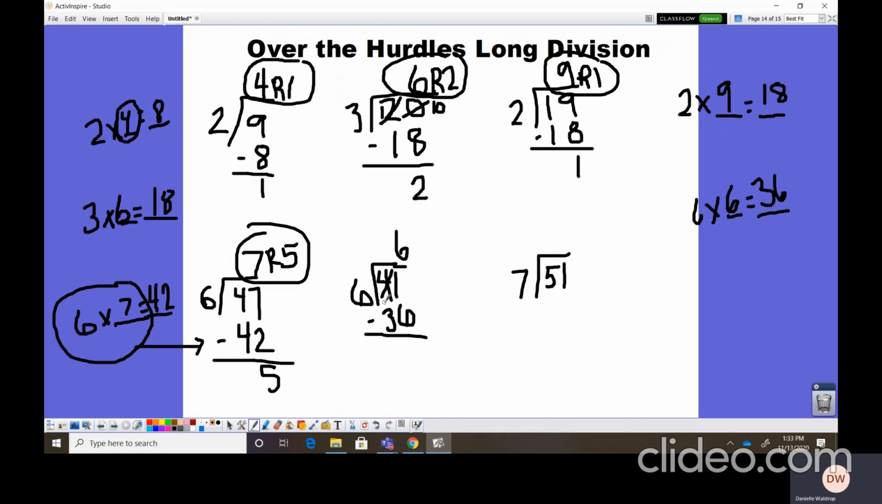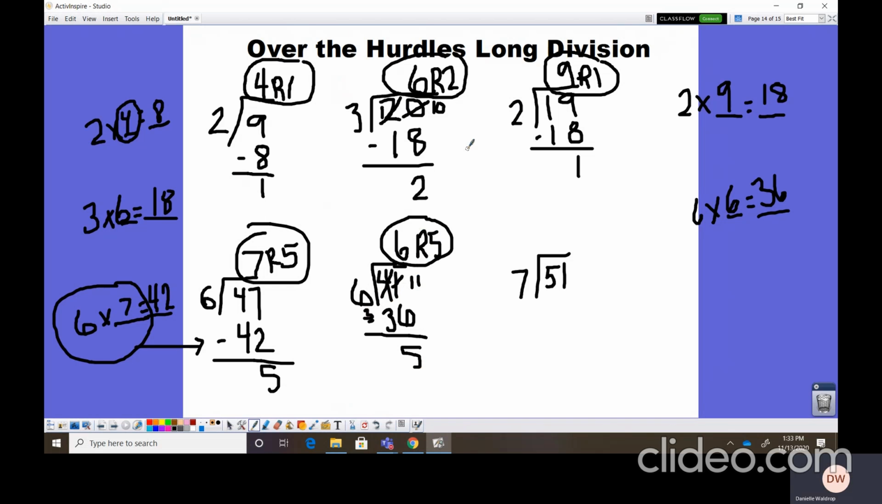So we've got to go borrow. So the 4 becomes a 3. The 1 becomes an 11. 11 minus 6 is 5. And then 3 minus 3, of course, is 0. Now you can put your 5 because you did your borrowing. 6 remainder 5. Okay? All right.